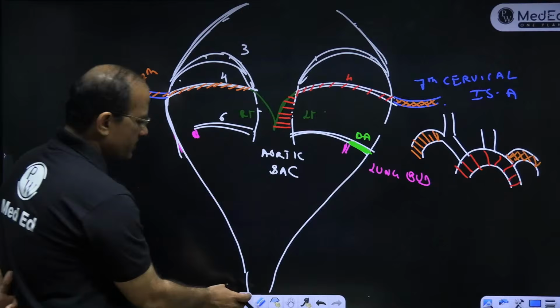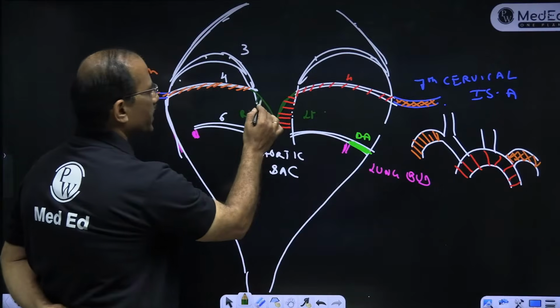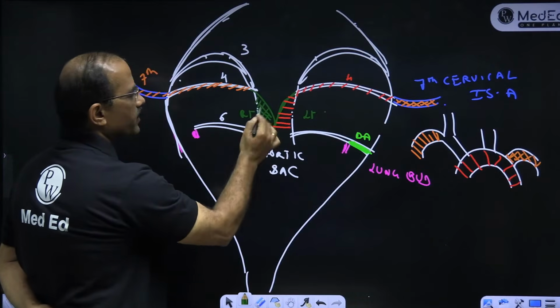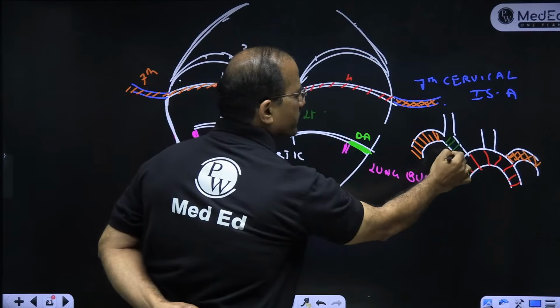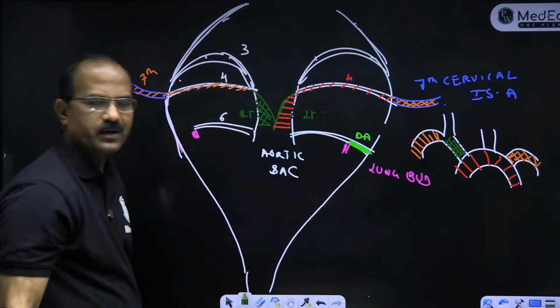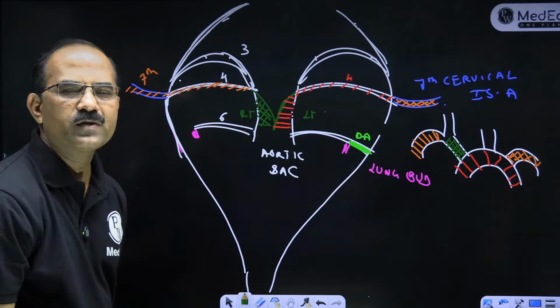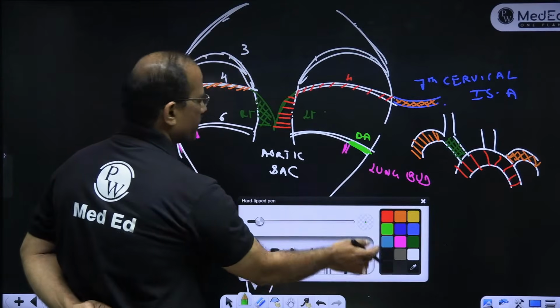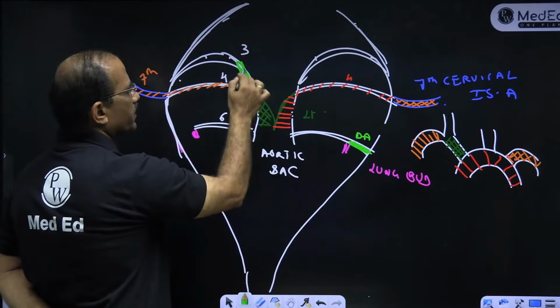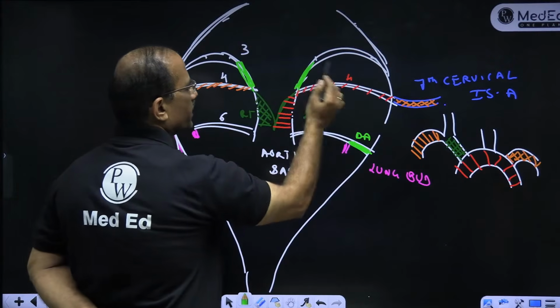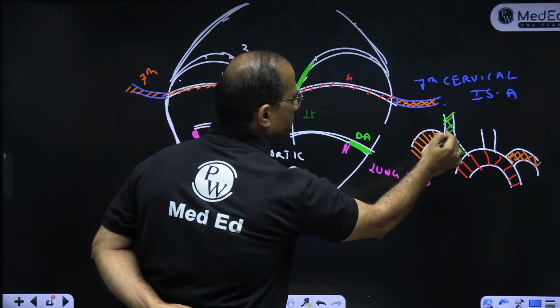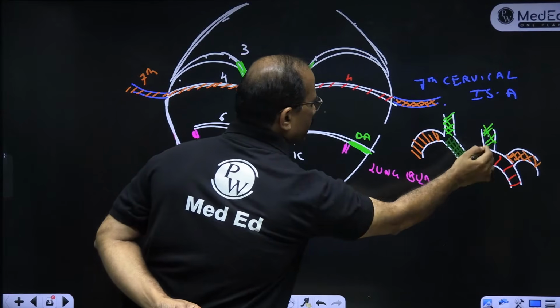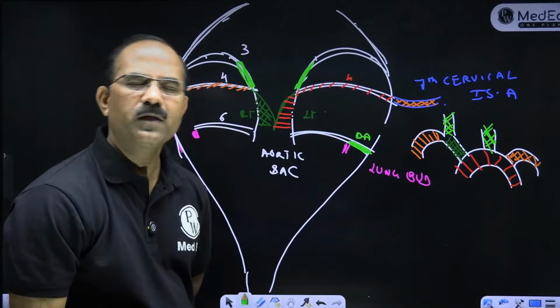Now tell me what is this? This is the right horn of aortic sac, and this right horn of aortic sac forms the brachiocephalic trunk. Now tell me who's left? The third arch artery. What does the third arch artery form? Common carotid. The third arch artery forms the common carotid.